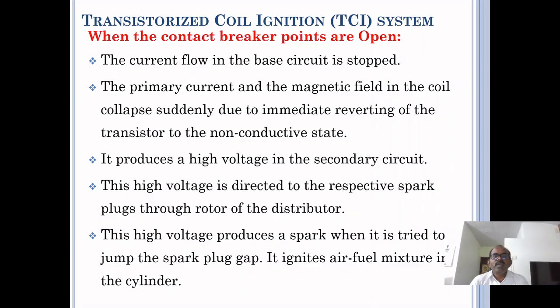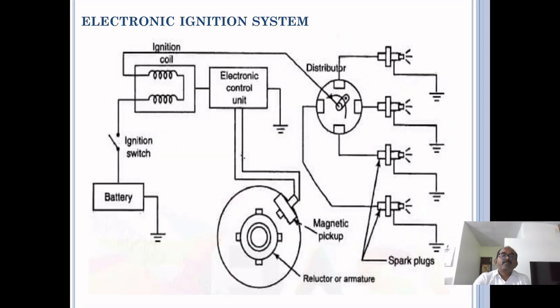This high voltage is directed to the respective spark plugs through the rotor of the distributor. This high voltage produces the spark when it tries to jump the spark plug gap. It ignites the air fuel mixture in the cylinder.